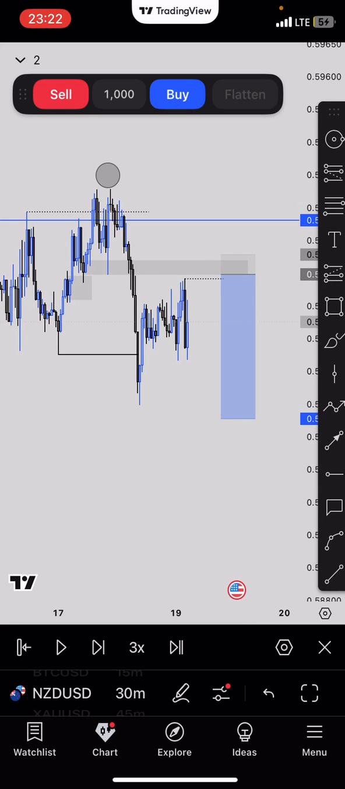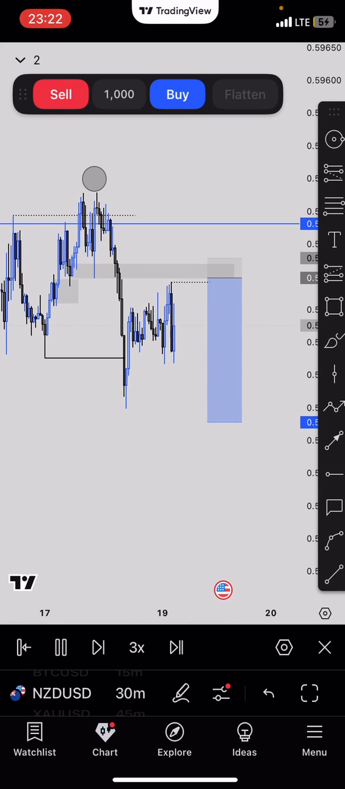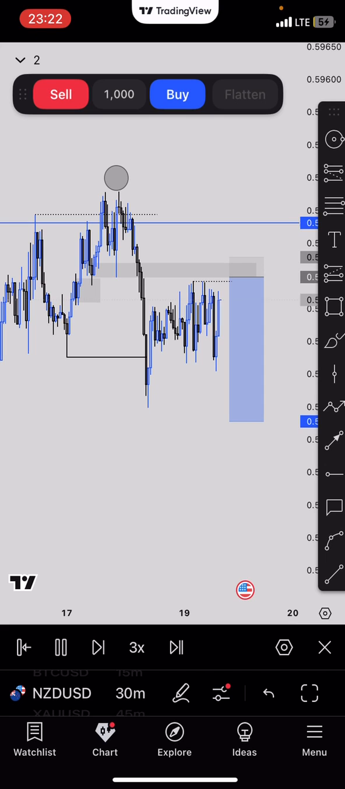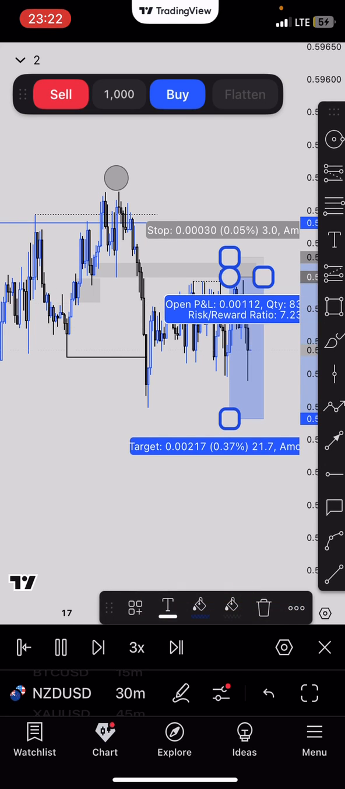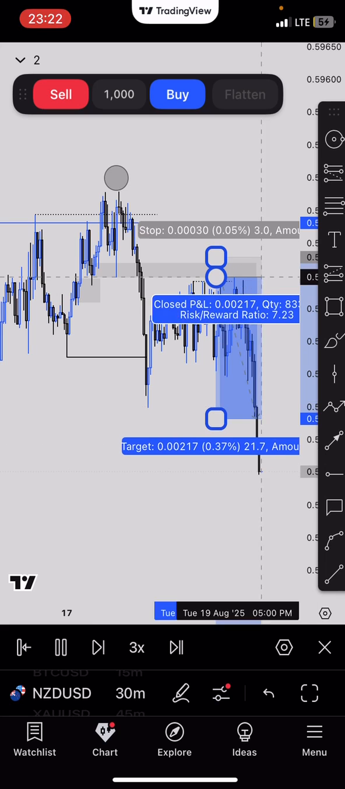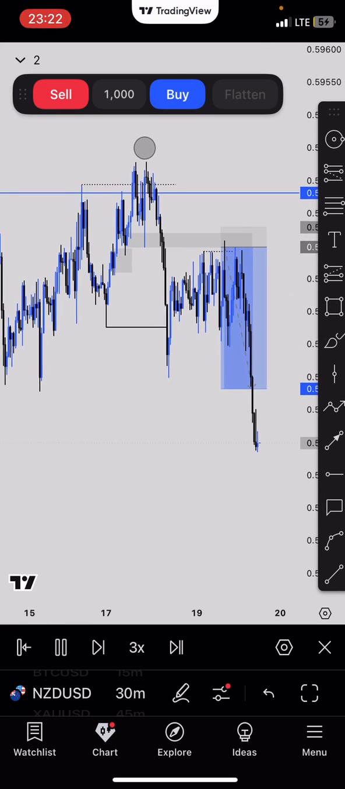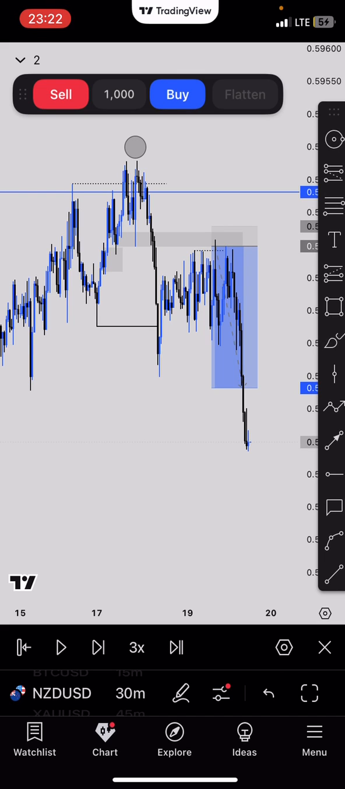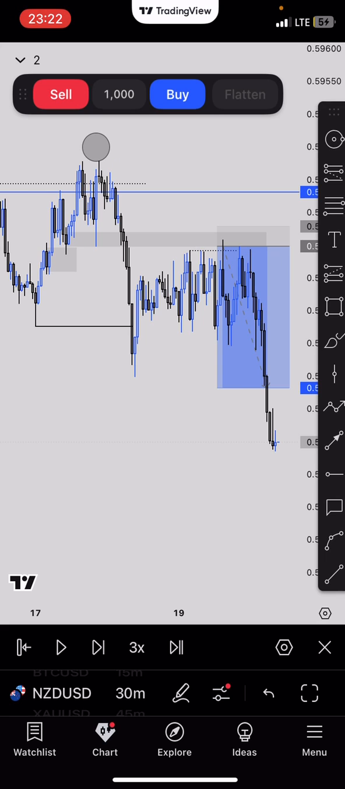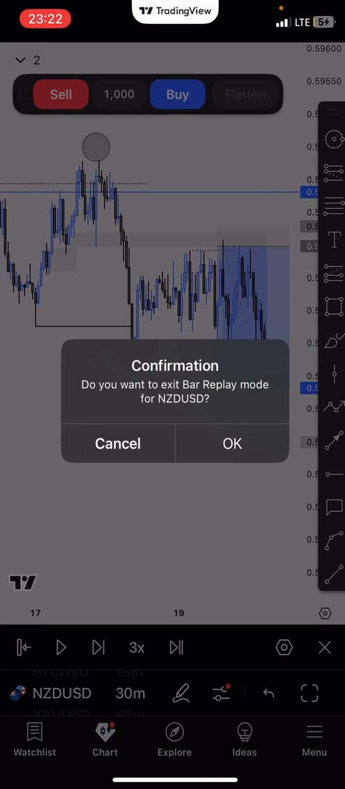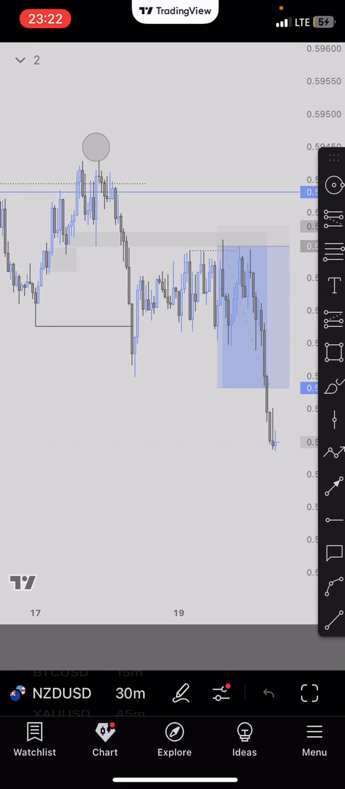So let's play price. Alright, it tapped on that level and then melt. Okay, now let me go to another zone. This is just basically like a replay of price.